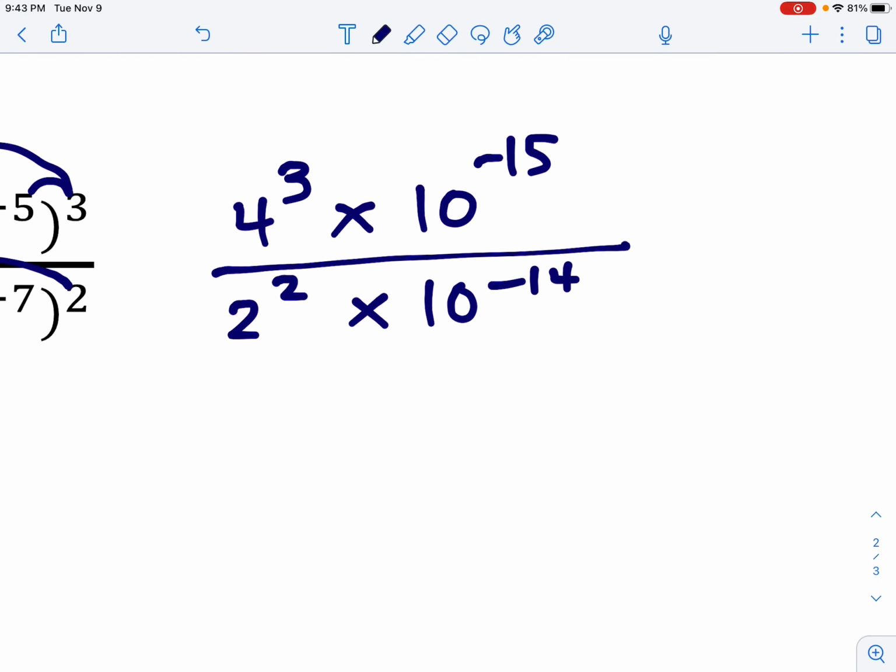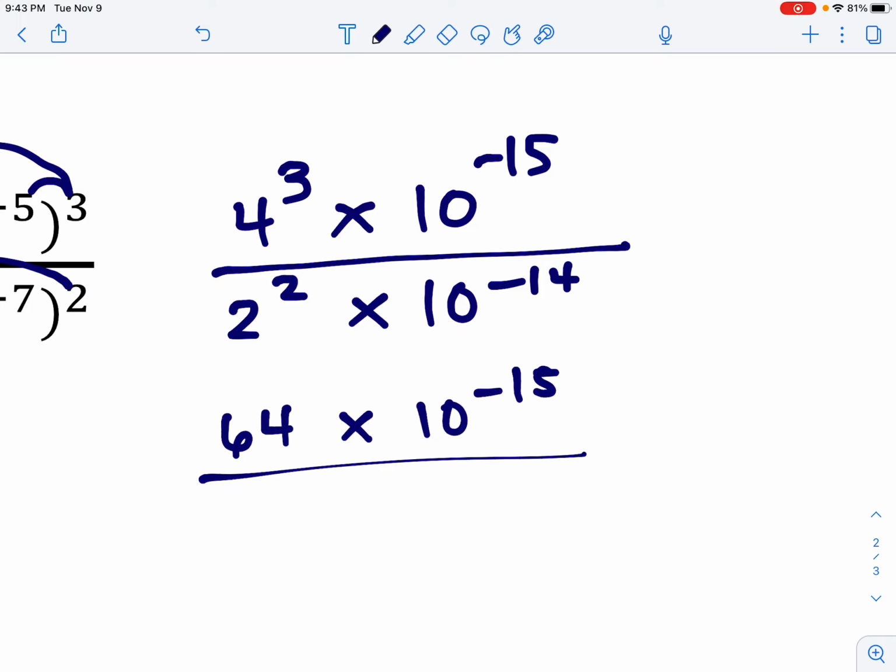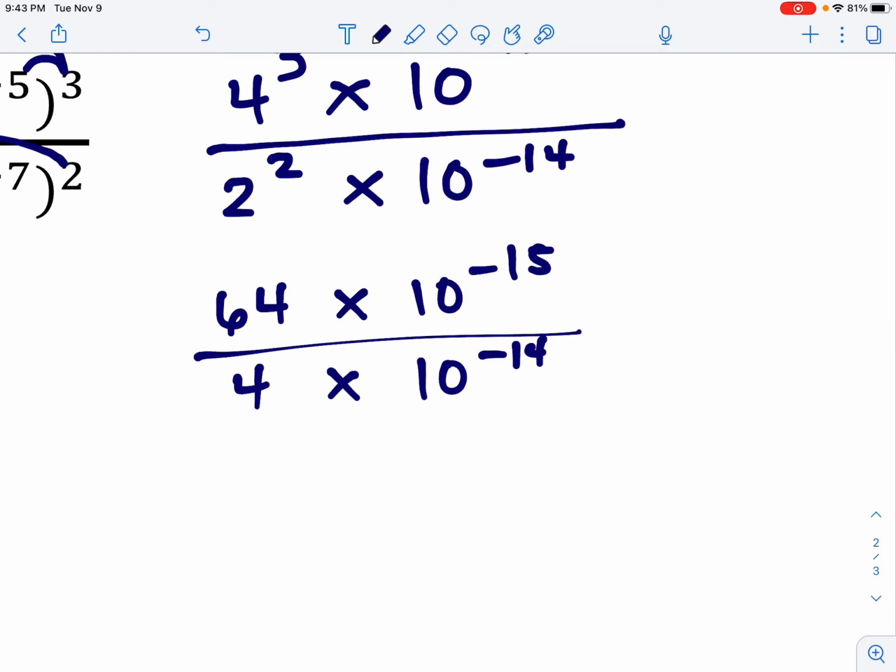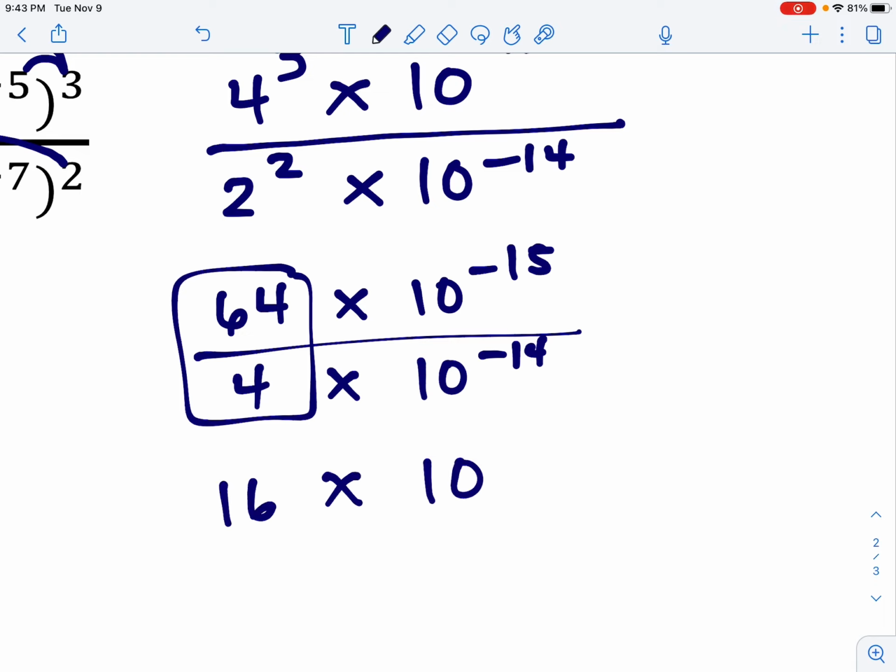4 to the third power is 64 times 10 to the negative 15, over 2 squared, which is 4 times 10 to the negative 14. We need to divide out 64 divided by 4. That's going to give me 16 times 10. Remember, we have negative 15 minus negative 14. Minus a negative changes to plus. So this is just the negative first power.